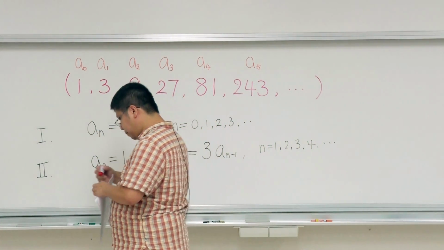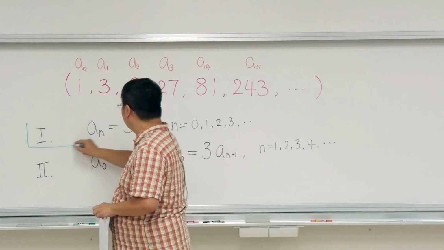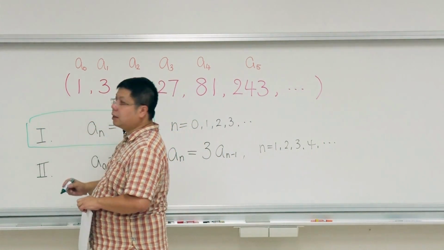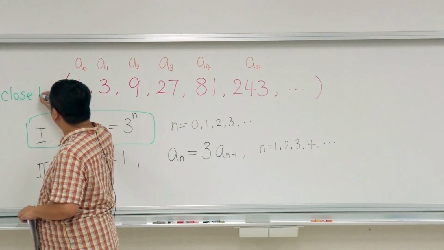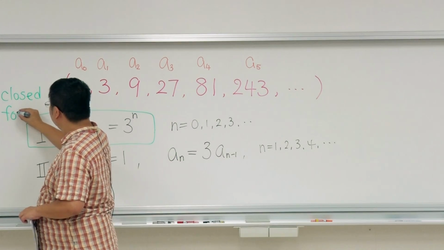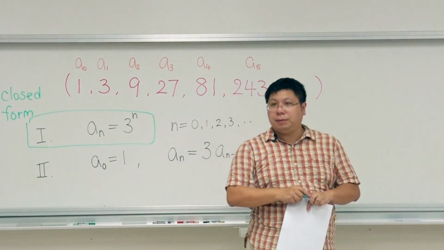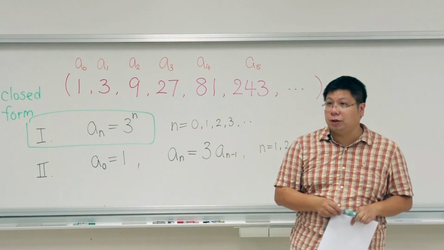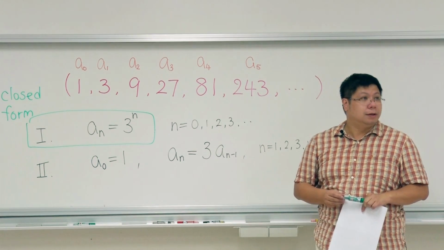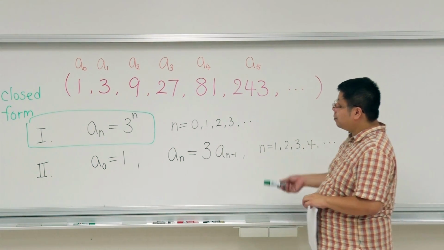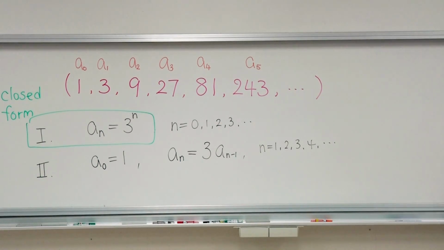This one is called the closed form for A_n. A closed form means that if you just tell me the value of n, I have a formula to compute the value of A_n.